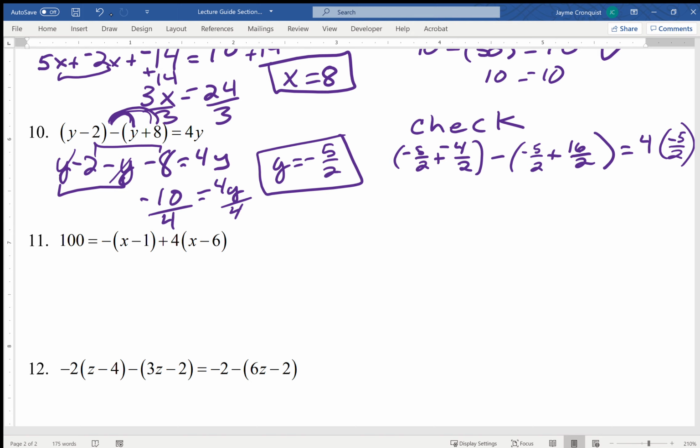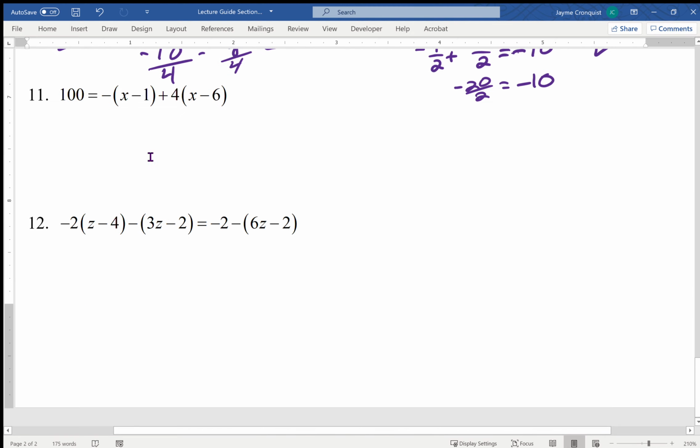Negative 5 plus negative 4 is a negative 9/2. Negative 5/2 plus 16 is negative 11/2. No, positive 11/2. So I'm subtracting, so I'm adding a negative 11/2. Multiply these together, I end up with 2 times negative 5 is negative 10. All right, so I add negative 9 and negative 11, I get negative 20 over 2, which is indeed negative 10. So yes, that is my answer. Oh, I already boxed it. I wasn't supposed to do that.